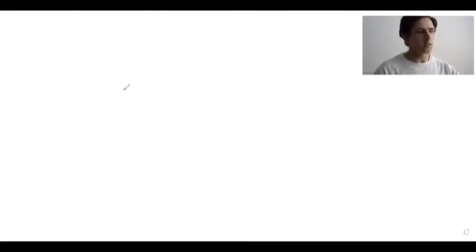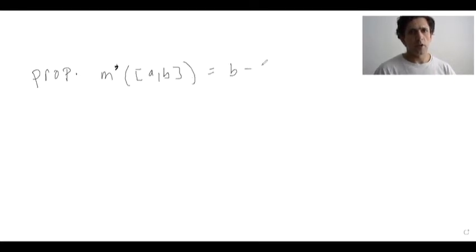Hello, everyone. As promised, I'm going to now prove the following proposition, which is that the outer measure of a closed interval a to b is just the interval's length, b minus a. And as I mentioned, this is actually, in my opinion, one of the trickier results in really the whole course. To me, this is one of the trickier results. But yeah, so let's go through it.